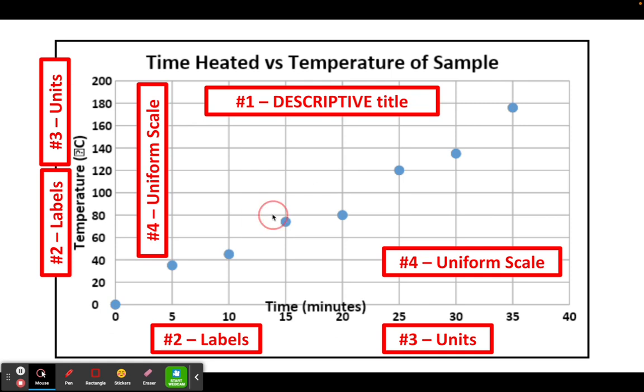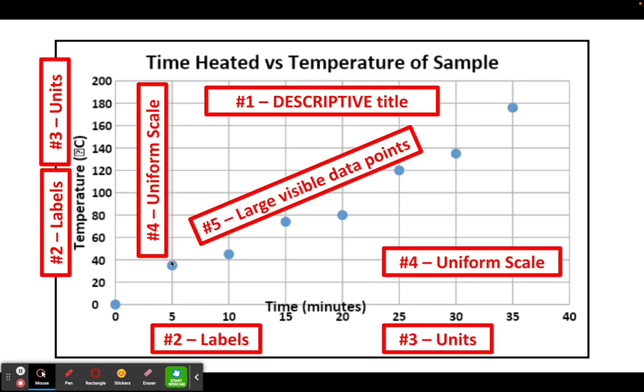And also notice that the dots, the data points, are large visible data points. Don't put little tiny dots that you can hardly see. But at the same time, you don't want to make them extremely large. You don't want to be ridiculous about the size of your dots. But you do want the dots visible enough that it's easy to see what the data points are. Okay, so that's very important.